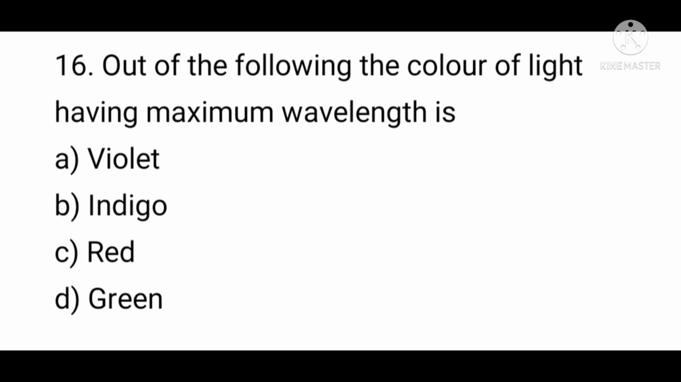Question number 16. Out of the following, the color of light having maximum wavelength is option A, violet, B, indigo, C, red, D, green. Answer is option C, red.